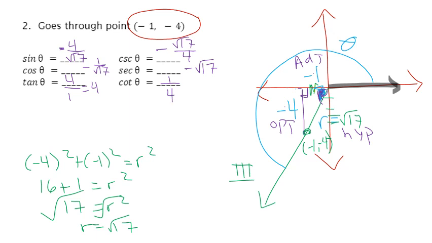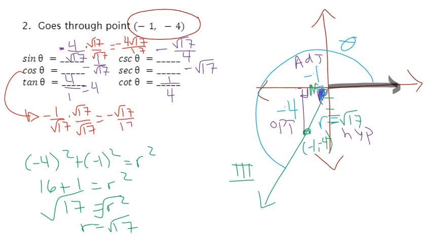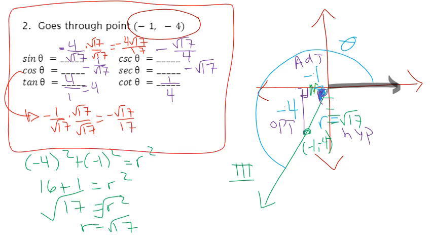We do have to rationalize, so we can rationalize our sine and our cosine. So -4 root 17 over 17. And then this one I'll rationalize down here. And you get -root 17 over 17. And those would be your final answers.